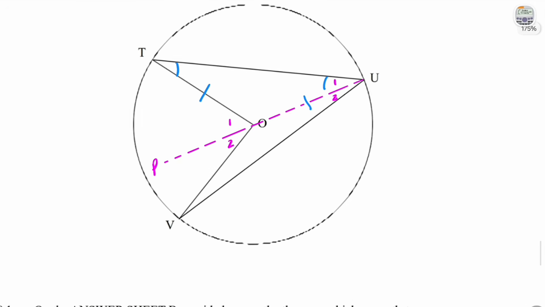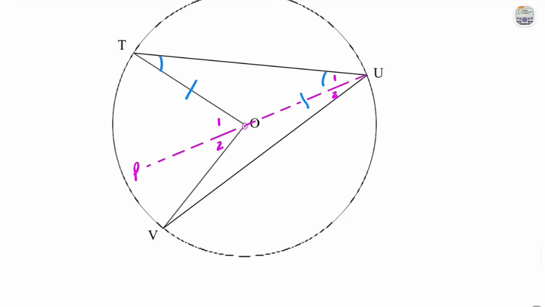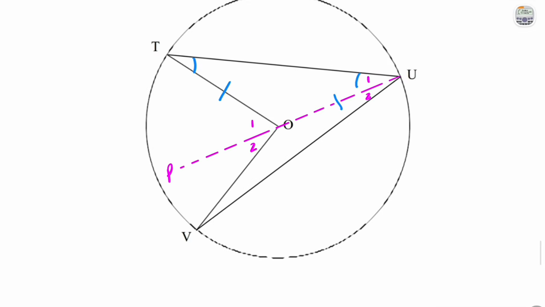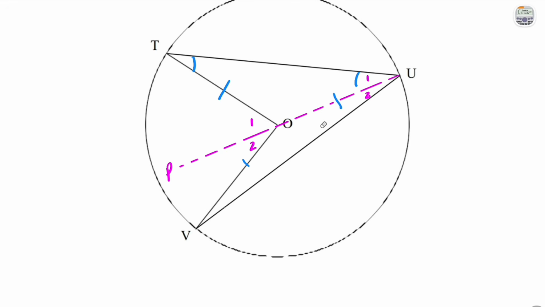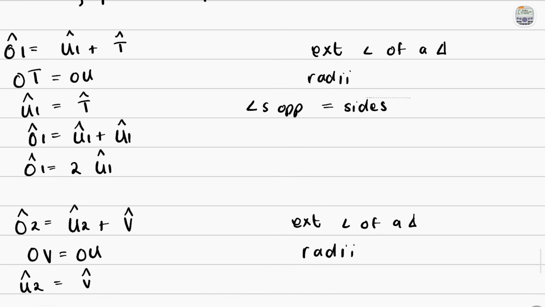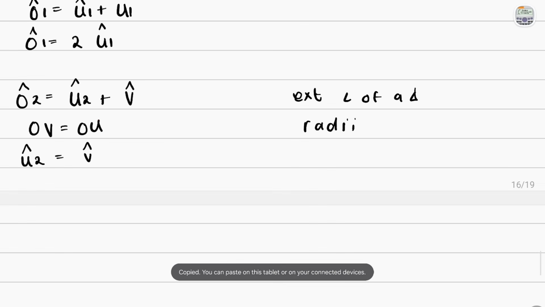Okay, and now we can also see that here we also have a radius, from the center to the circumference. So those are equal radii. So we can tell them that line OV is equal to OU because they are equal radii. Now, because these lines are equal, the angles opposite their equal sides are also equal. So angle U2 equals angle V. And the reason for this is because angles opposite equal sides are equal.